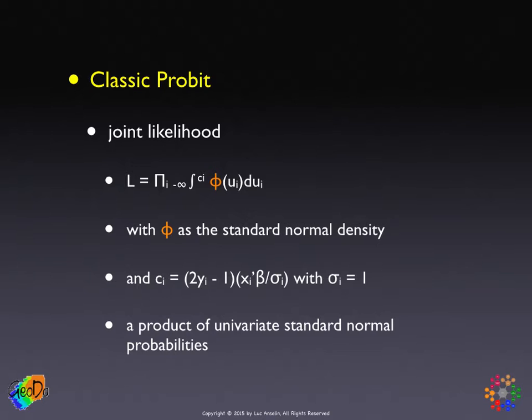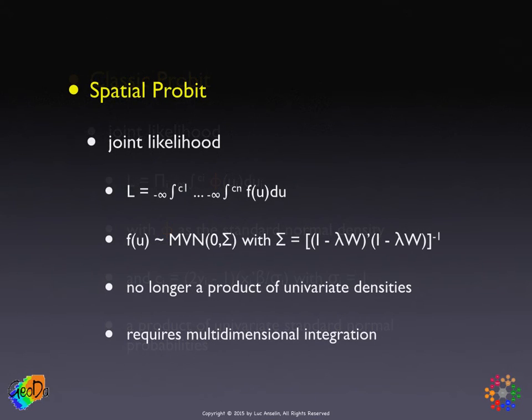So then we have the condition that u sub i is less than negative x sub i beta divided by sigma i. And in the classic probit, we set the variance equal to 1 for identification purposes. So this is a straightforward product of univariate standard normal probabilities. Okay. In contrast, in the spatial probit, we have to deal with the whole full joint distribution, and the reason for that is the dependence induced by the spatial autocorrelation. So instead of a nice product of univariate densities, we have an evaluation of an n-dimensional multivariate normal density.